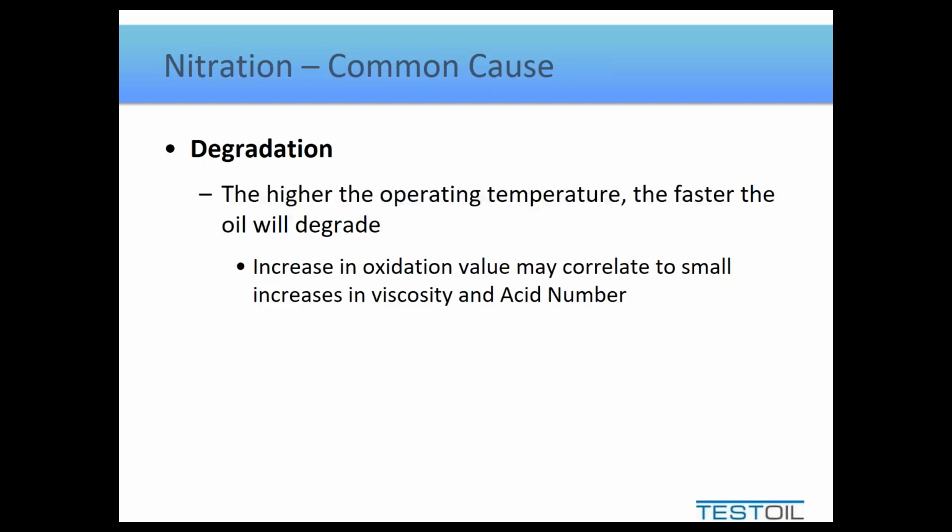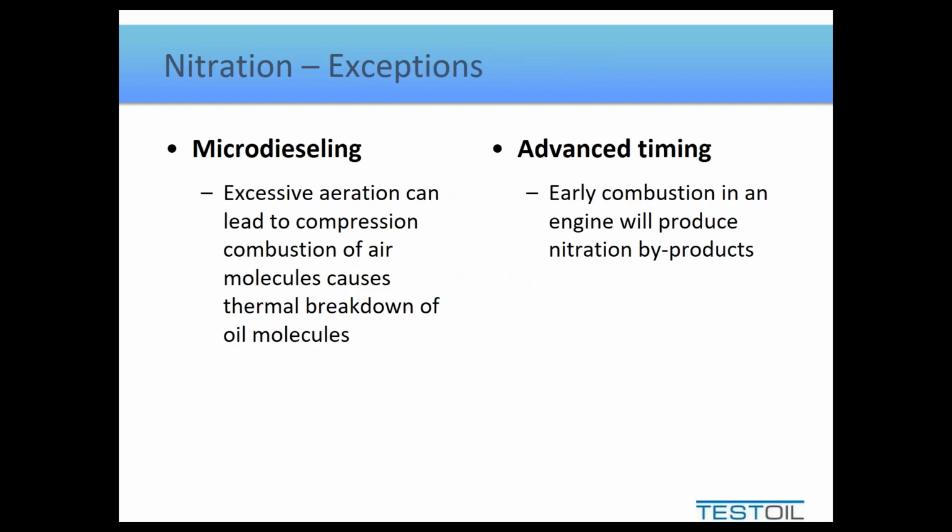Now, if it's not necessarily a temperature-related issue or a time-related issue, if it seems to be occurring faster than normal, and you can't attribute it to temperature, one of the other driving factors to nitration would be something like microdieseling. Nitration tends to be a combustion byproduct, and microdieseling is a form of combustion that can occur within a lubricated system. Basically, anything that has oil going from low to high pressure and back again has the capacity to cause adiabatic compression.